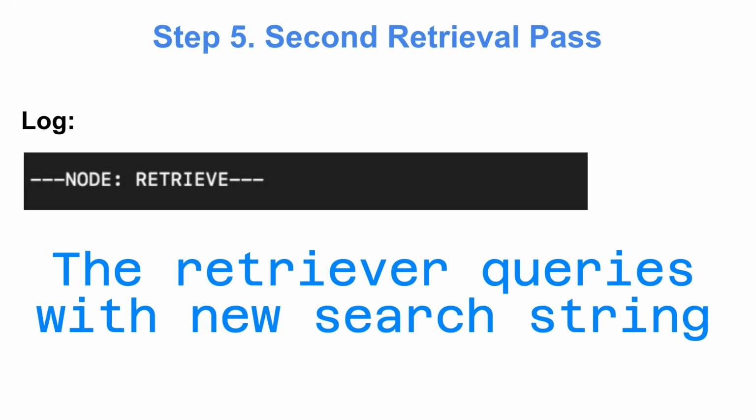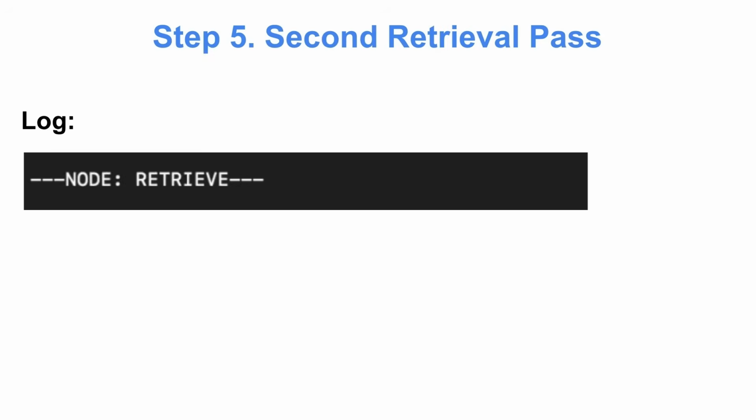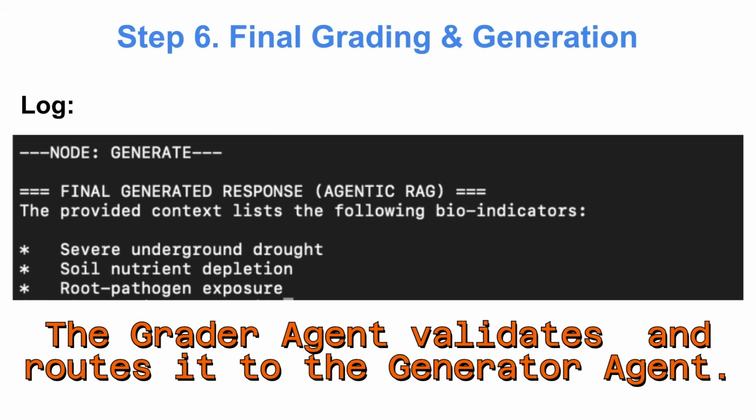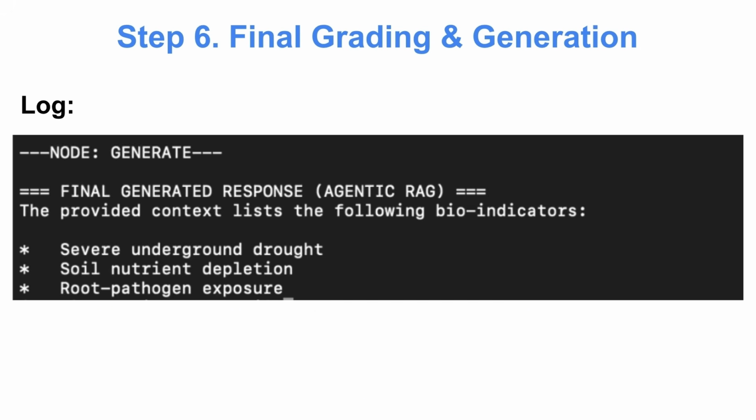Step 5. Second retrieval pass. The retriever queries ChromaDB using the new, highly technical search string. The new embedding vector aligns perfectly with section 3 of the PDF, completely bypassing the ecotourism trap. Step 6. Final grading and generation. The grader agent validates the newly retrieved section 3 chunk, marks it as relevant, and routes it to the generator agent. The generator extracts the grounded causes directly from the PDF context.